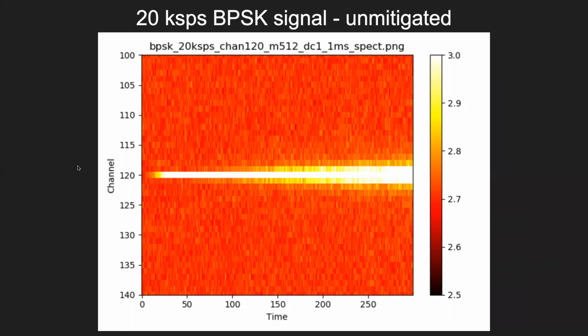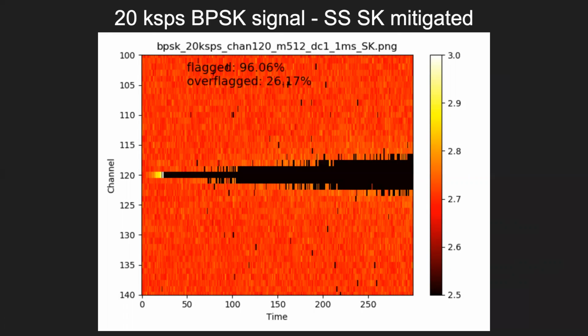So this is the unmitigated. And then I have the single scale flagged. It flags 96% of the RFI as our comparison mask sees it, and it flags an extra 26%. This isn't a super rigorous metric, but it does work for comparing different RFI mitigation schemes. But you can pretty much interpret it as a quarter of the pixels that are flagged by RFI are also extra flagged on top.